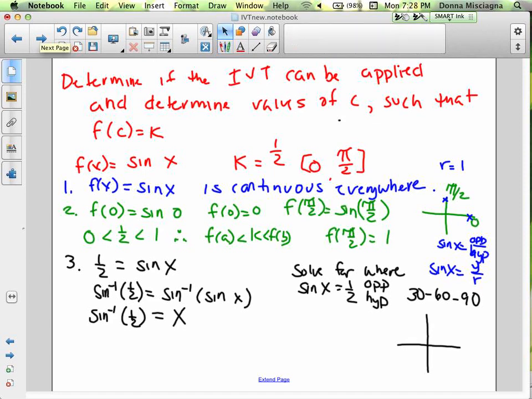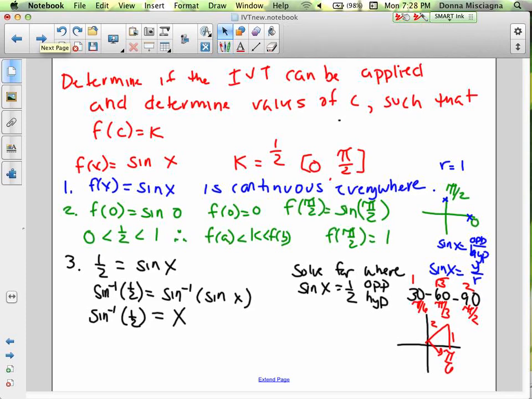If it's 1, 1 is opposite the 30-degree side, which is the same as pi over 6. This would be the square root of 3, which is the same as pi over 3, and this would be the 2, which is the same as pi over 2. So that's going to be 30 degrees. Of course, it's going to be the first quadrant. This is the 1 and 2, and our angle there is pi over 6.